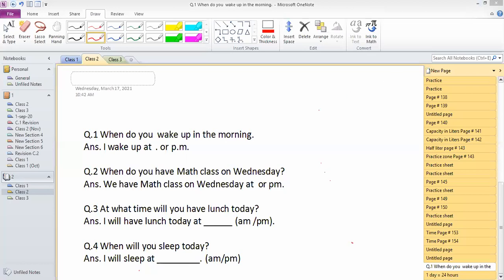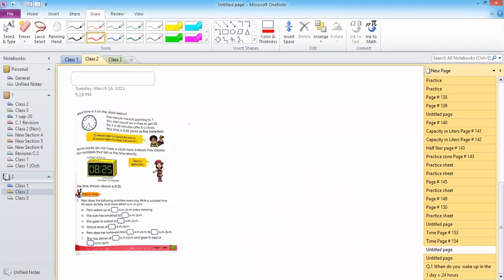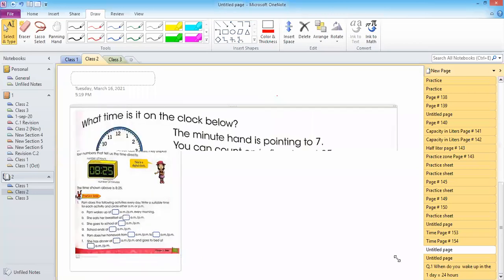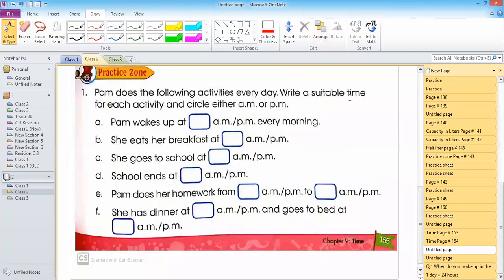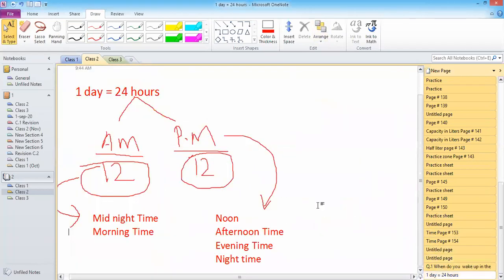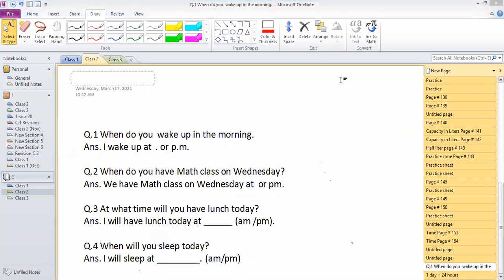What, sir? Yes, tell me, when do you wake up in the morning? Again, sir. When do you wake up in the morning? 7. 7 what? 7 o'clock. 7 a.m. or 7 p.m.? 7 a.m. That's very good.